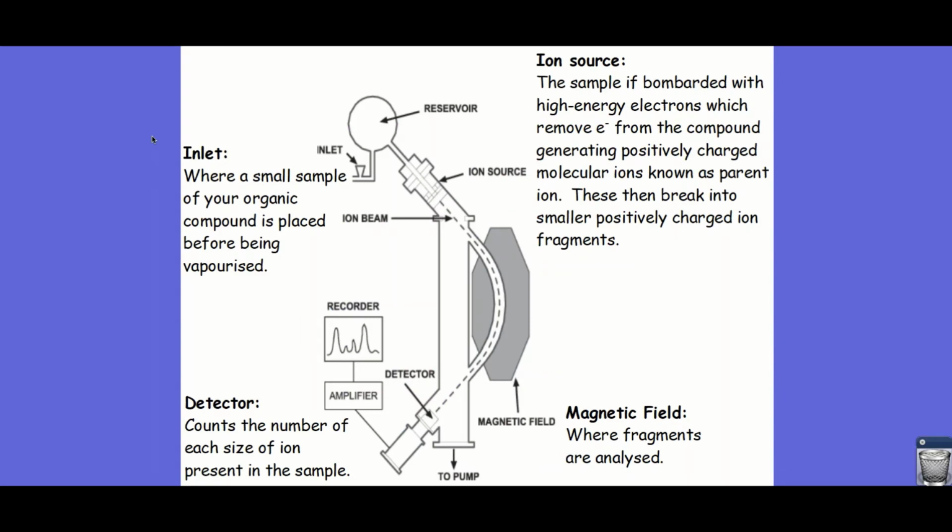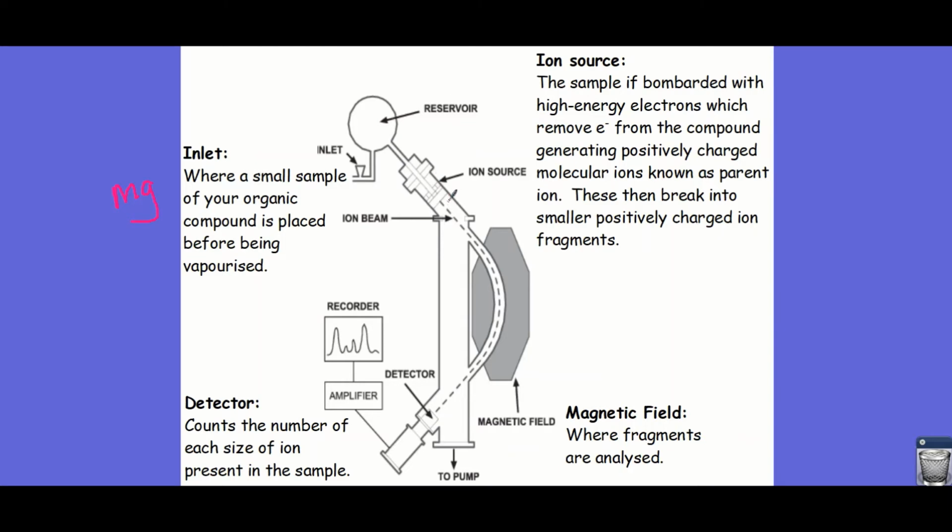Right, so a little bit about how a mass spectrometer works. Here you have your little inlet, and that is where your sample is put. Now, it's a very small amount of the compound you want a spectra for. It would be milligrams worth, and it goes in here and it is vaporized. The vapours rise up into the reservoir and then down through this first part of the column here.